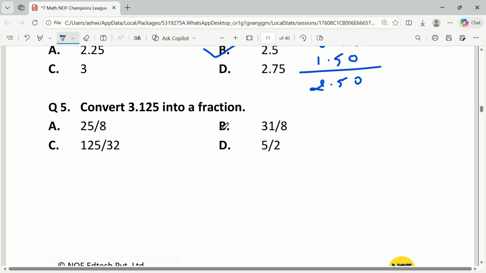Question number 5. Convert 3.125 into a fraction. The decimal can be written in the form of a fraction as 3125 upon 1000. Simplifying this fraction, we have 25 upon 8. That is option A.